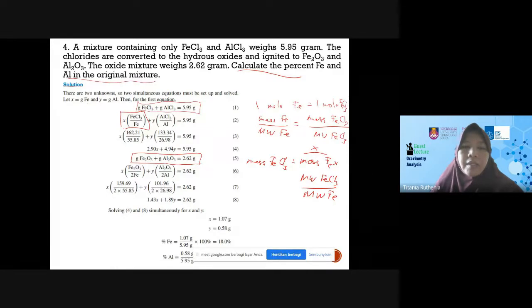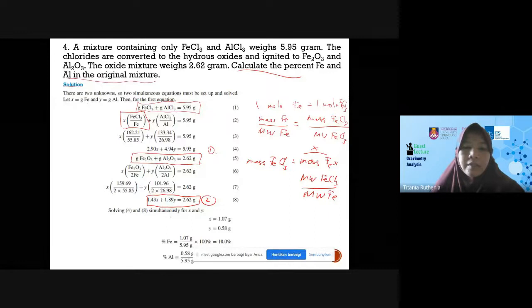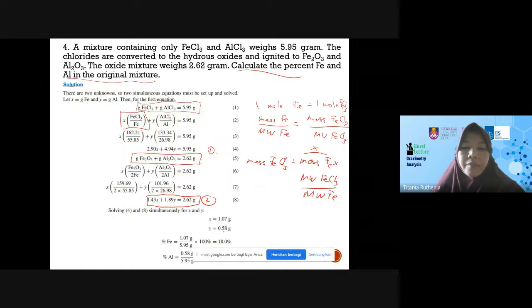So we can just input the value of the molecular weight of each compound and element, and we get equation number 4. This is the first equation. Then for number 5, this is for the oxide. We do the same thing so that we get equation number 8. So these are the 2 equations that we solve simultaneously. Then using equations 5 and 8, we get X equal to 1.07 gram and Y equal to 0.85 gram.